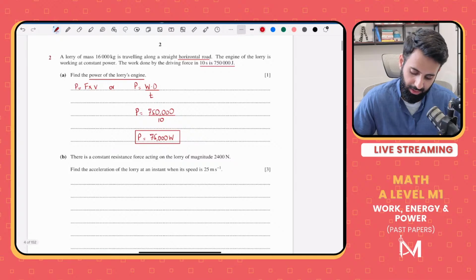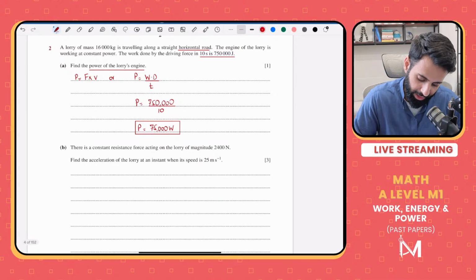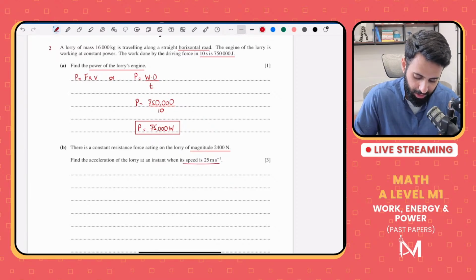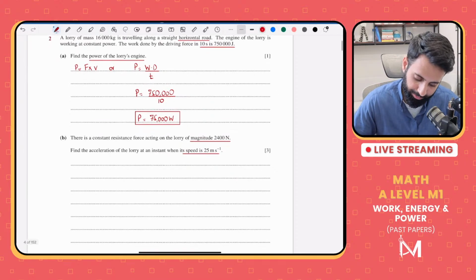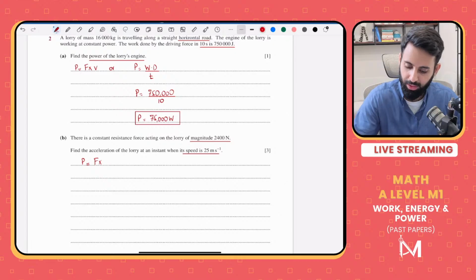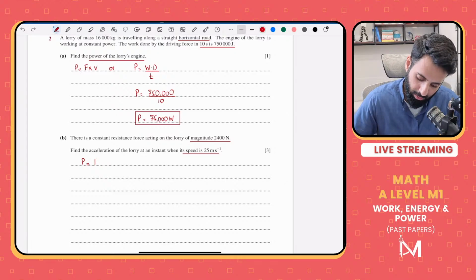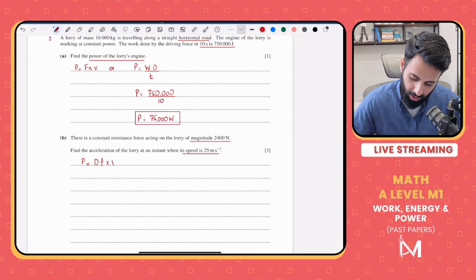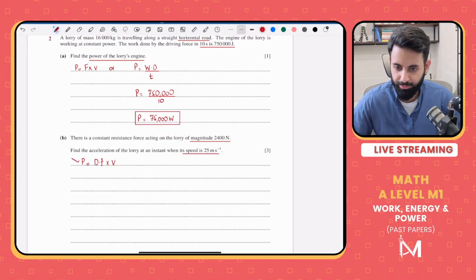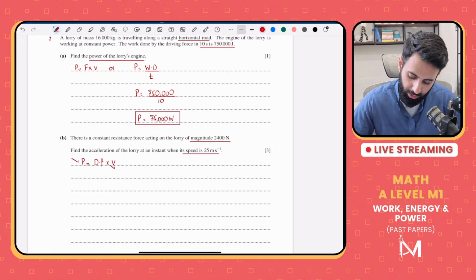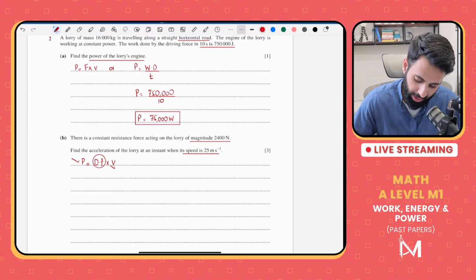Next, the question says that there is a constant resistance force acting on the lorry of magnitude 2400 newtons. Find the acceleration of the lorry at the instant when its speed is 25 meters per second. So remember that there are two formulas for power. Power is equal to force into velocity, and when we say force, we mean the driving force. Now, if you think about it, we've just worked out the power, okay? And we're also given the velocity. So that means with the help of these two pieces of information, we can calculate the driving force.